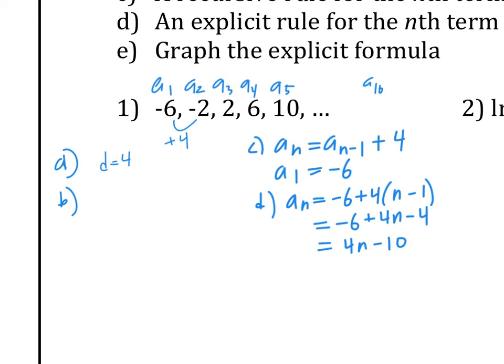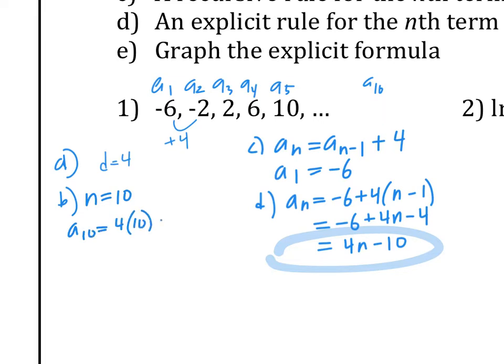Okay, now let's go back to B. B says, what is the 10th number? 10th number means n is 10. So what we want to do is take this explicit formula and just use that. Okay, A10 is equal to 4 times 10 minus 10. So that's going to be 30. And then you can use your calculator to keep adding 4. When you're on the 10th number, it should give you 30.